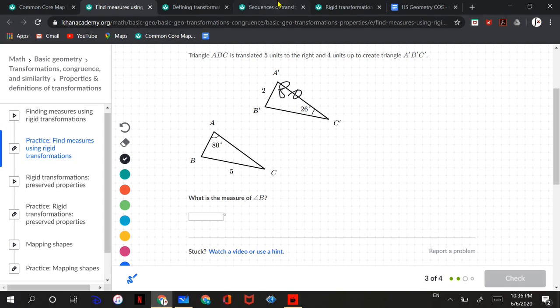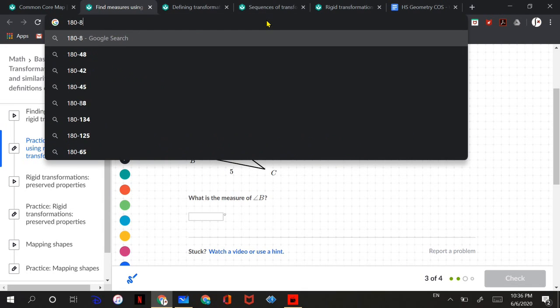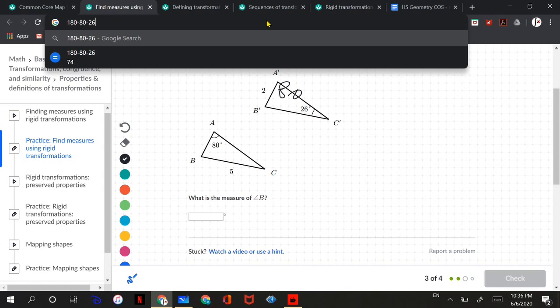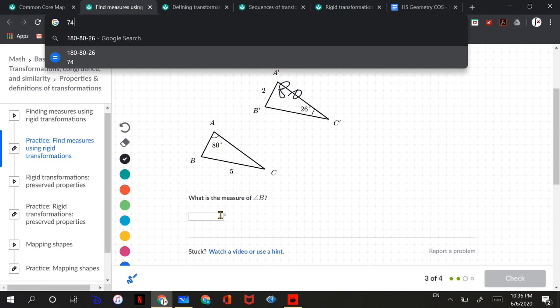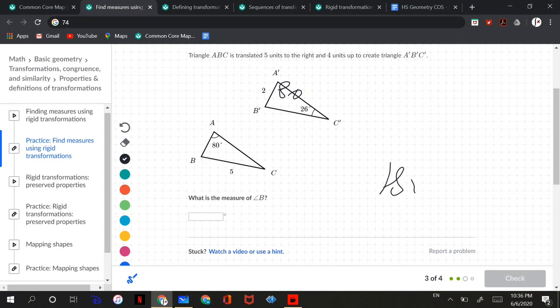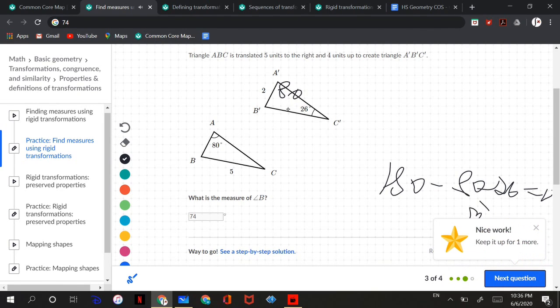And then to get the new B, we know that in a triangle, all of the angles added up together equal 180. So 180 minus 80 minus 26 should give you B1, which equals 74. And B1 correlates to B, and so 74 is also B.